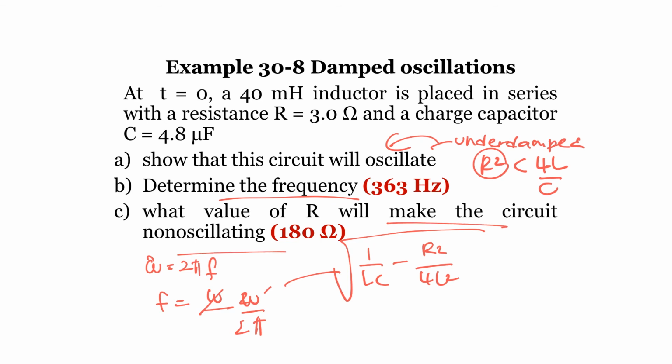Okay, what value of R will make the circuit non-oscillating? So between these three damping categories, which one makes the circuit non-oscillating? Definitely critical damping. Critical damping means it is going to reach the equilibrium position in the shortest time. So it means your R squared should be equivalent to 4L over C. Then you are going to get the value of R that will make the circuit non-oscillating, which is critical damping.